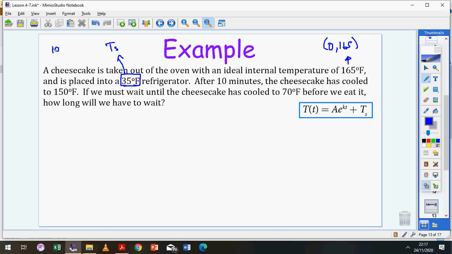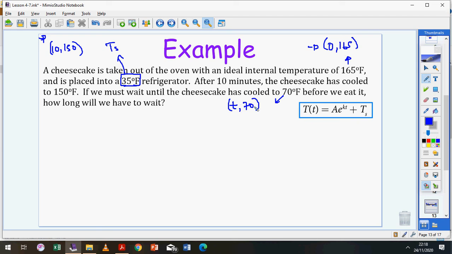If we must wait until the cheesecake has cooled to 70 before we can eat it, how long will we have to wait? So they're asking us for the time when the temperature is 70. Here, they've given us 10 minutes, 150 degrees. They've given us 2 points, this point, that point. They've given us a surrounding temperature, and they want us to find this T. So using this equation, we can first figure out what the equation of this cheesecake should look like. And then after finding its equation, we'll just substitute for y as 70 and get the value of T.